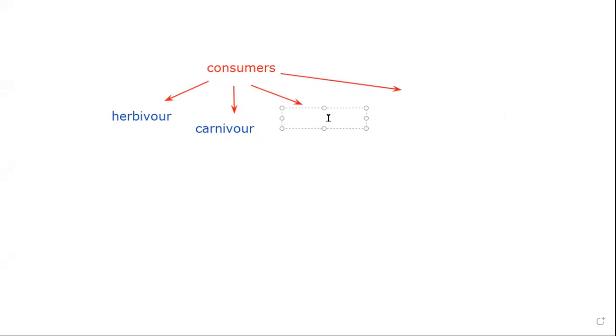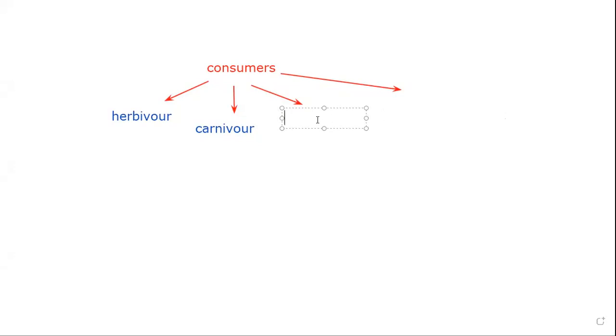They are the predators, animals like lions and tigers. So carnivores feed on meat only. They must hunt another animal, or they feed on another animal. So we call them carnivores.